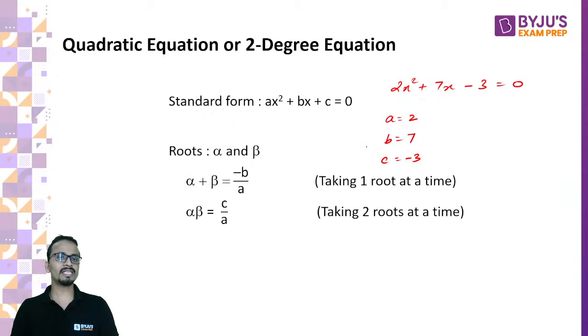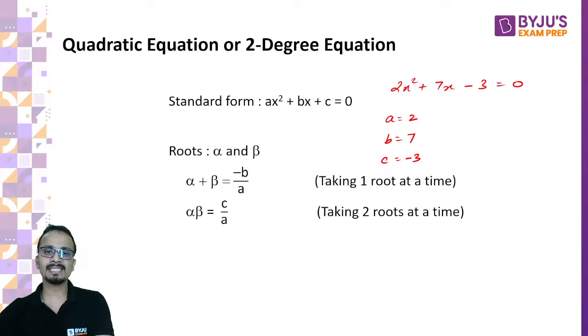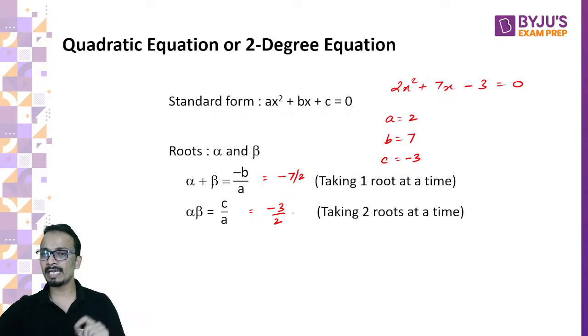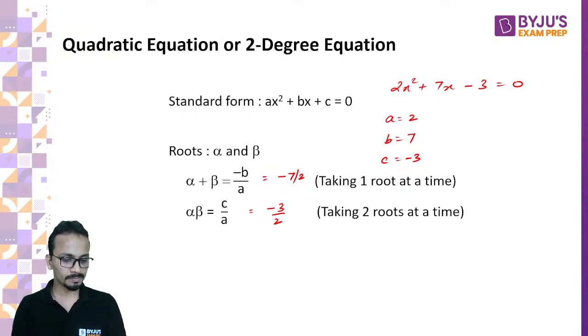Now if I want to write alpha plus beta, that is the sum of the roots, it will be minus b upon a. In this case, it will be minus 7 upon 2. Now c upon a is the product of the roots, that is alpha into beta. So c upon a will be minus 3 upon 2. Again, I am telling you to be careful with the signs of this equation.